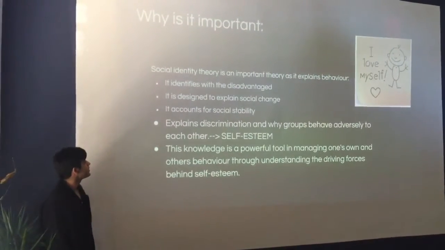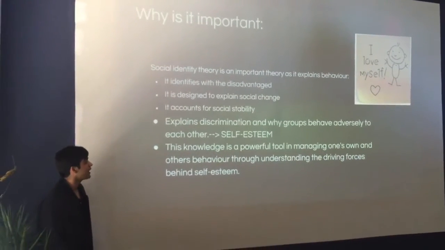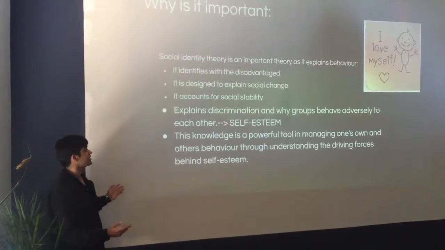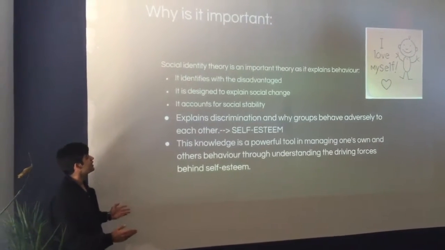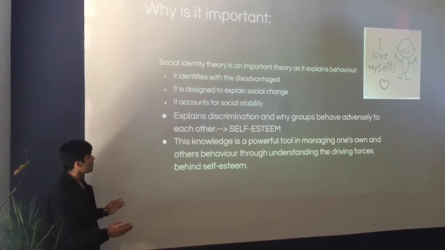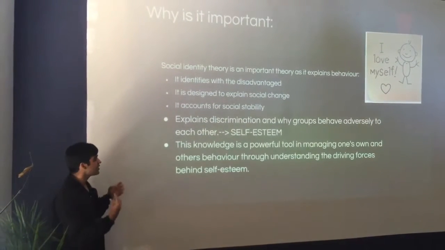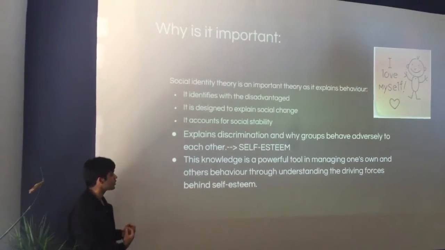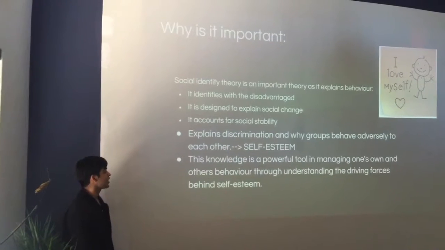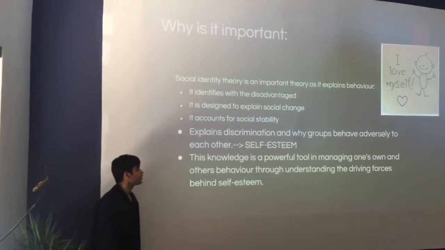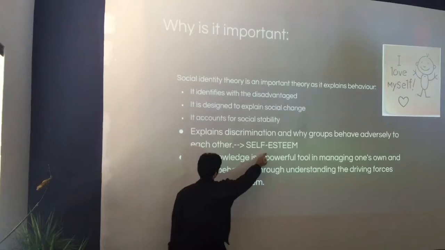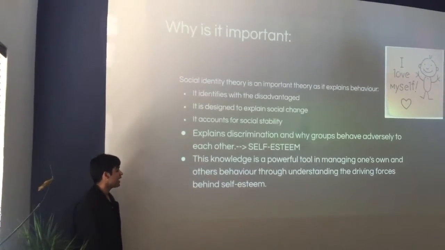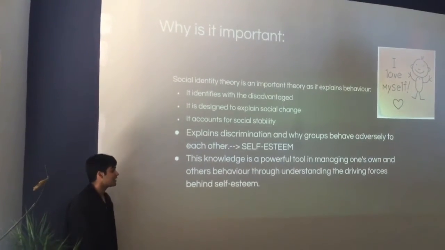Social identity theory is an important theory as it explains behavior in essence. It identifies the disadvantaged, is designed to explain social change, and accounts for social stability. However, those are just words, and that doesn't really explain why it is important for us. It helps to explain discrimination and why groups behave adversely to each other, and all of this is centered around one key driver, that being self-esteem. This knowledge is a powerful tool in managing one's own and others' behavior through understanding the driving forces behind self-esteem.